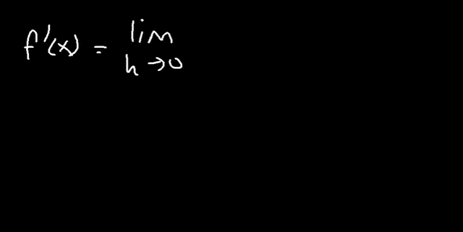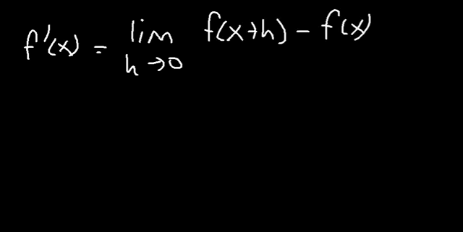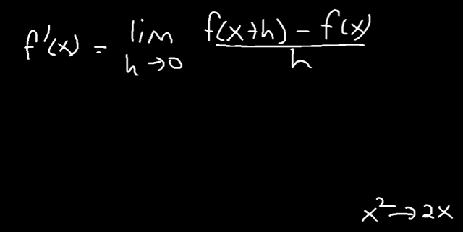Now, for the final part of this video, we're going to focus on finding the derivative using limits. So f prime of x can be calculated using the limit as h approaches 0 of f of x plus h minus f of x, over h. Okay, so let's differentiate x squared. We know the derivative of x squared is 2x, but let's use the limit process to prove it. So we have the limit as h approaches 0.